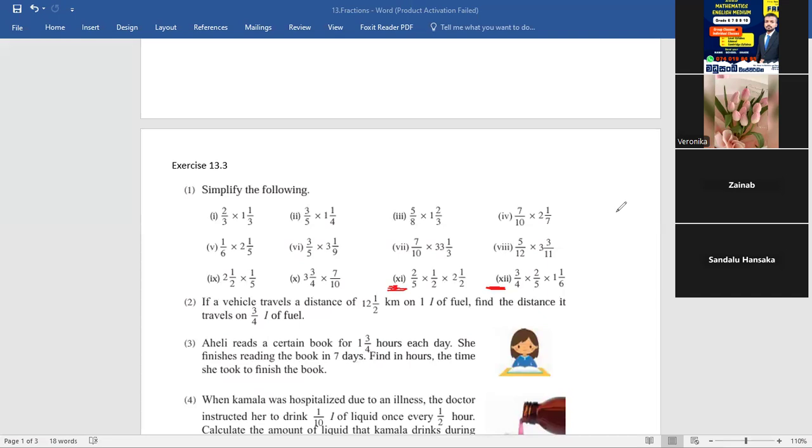Actually, you can simplify the answer some more, right? So you have to find the common factors, the common multiple, to simplify it more. The answer might be correct, right? But you can simplify it more, to the simplest form, right?